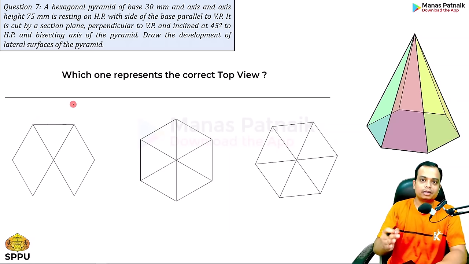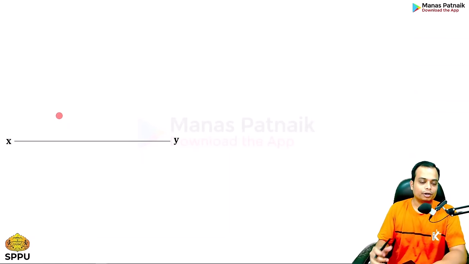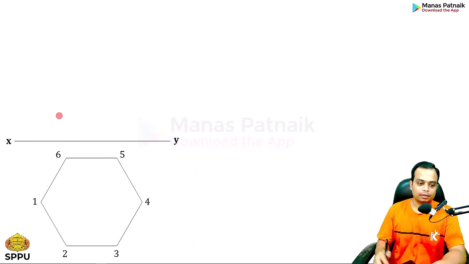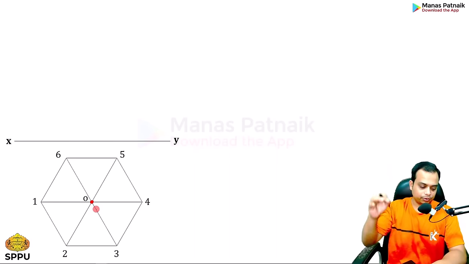This is how you need to start your diagram. Please remember, all the sides of the base are 30 millimeters in dimension. Let's go for it. Start by creating a simple hexagon this way. Name these corners 1, 2, 3, 4, 5, 6. Join 1 with 4, 3 with 6 and 5 with 2. This is your apex, or top view of the apex, you can say.